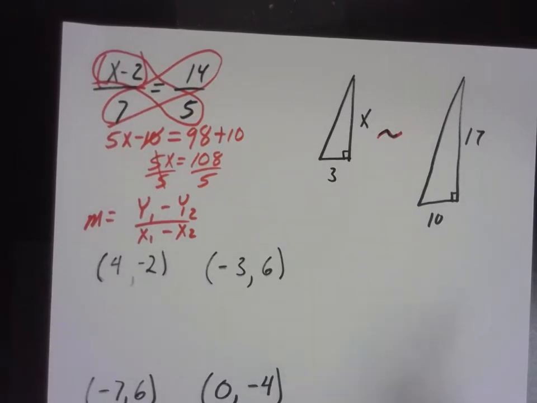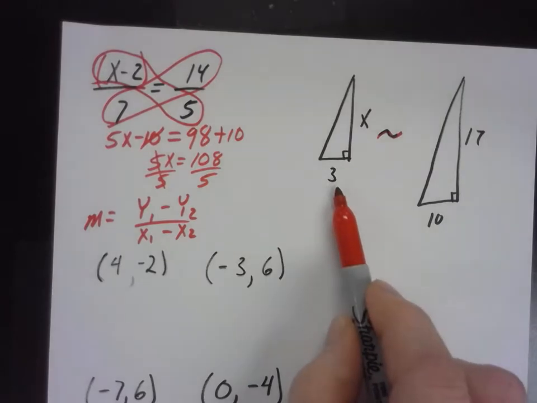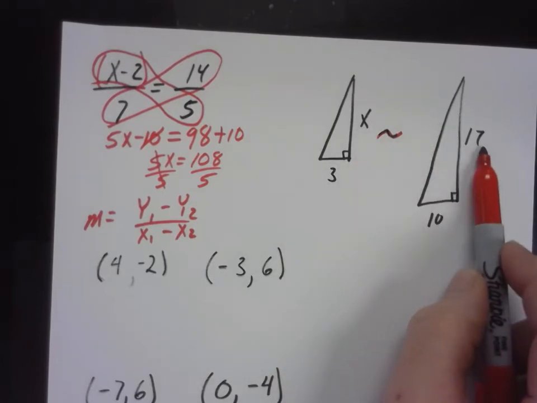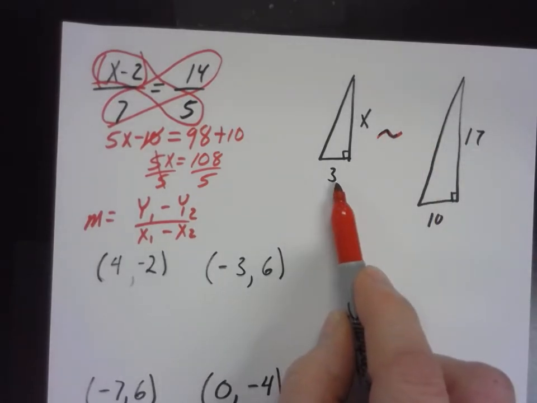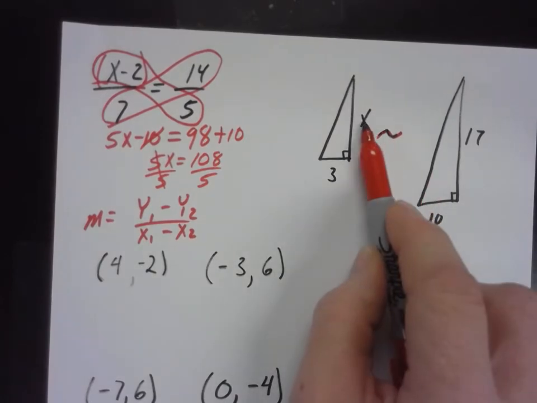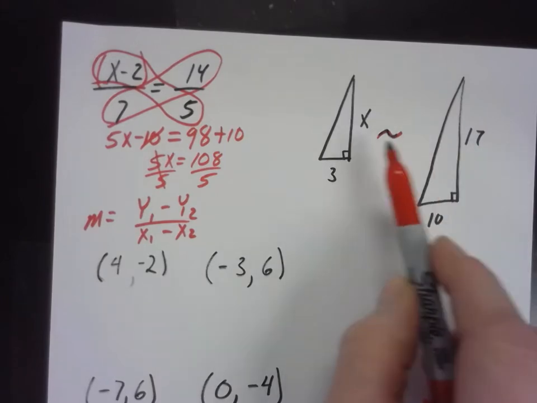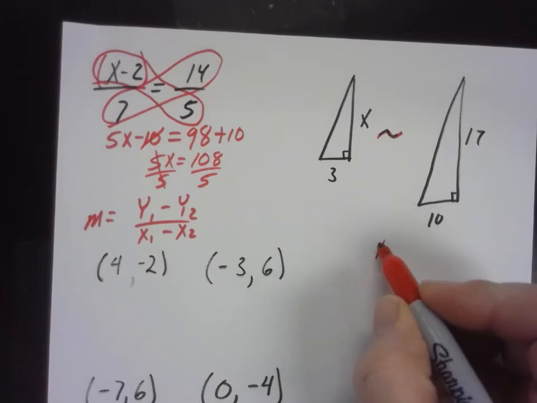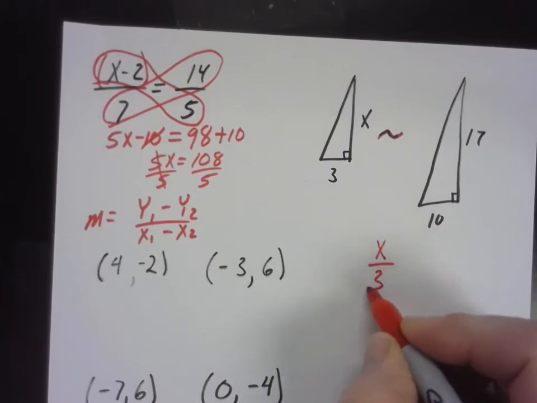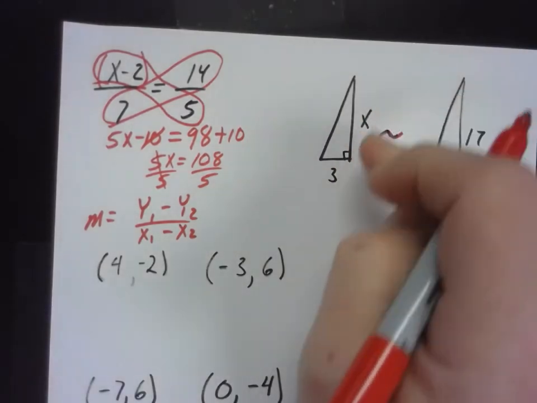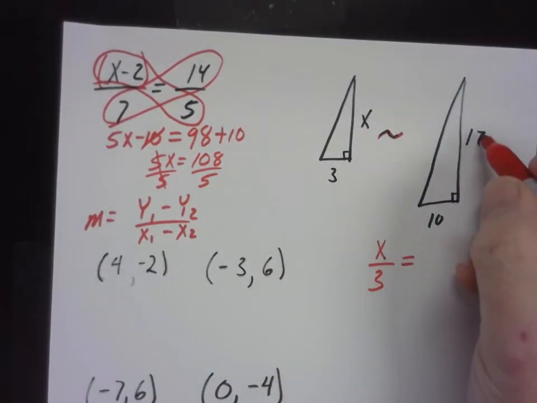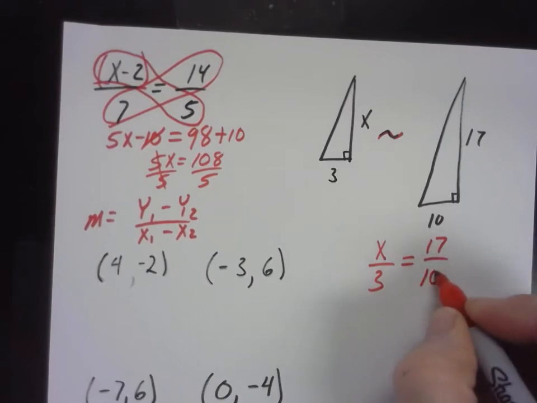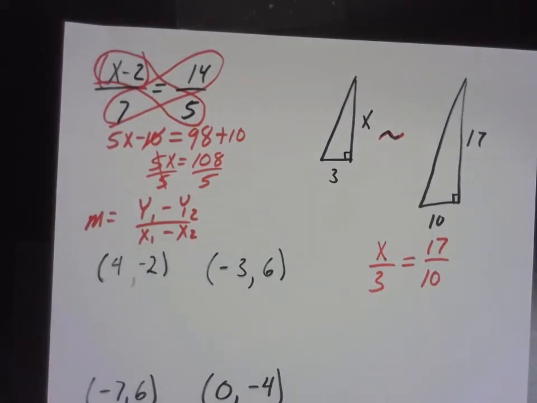But it does mean that their sides are proportional. So however much bigger 10 is than 3, that's the same deal with the x and the 17. Whatever I need to multiply 3 by to make 10, I need to multiply x by that same number, and it'll give me the 17. So, I drew it this way on purpose because, look, the ratio of x over 3, this relationship between the x and the 3, is going to equal 17 over 10. That same relationship is going to hold true.